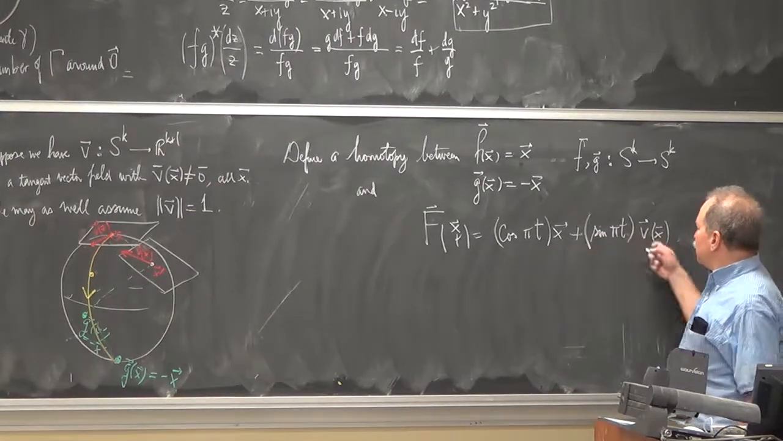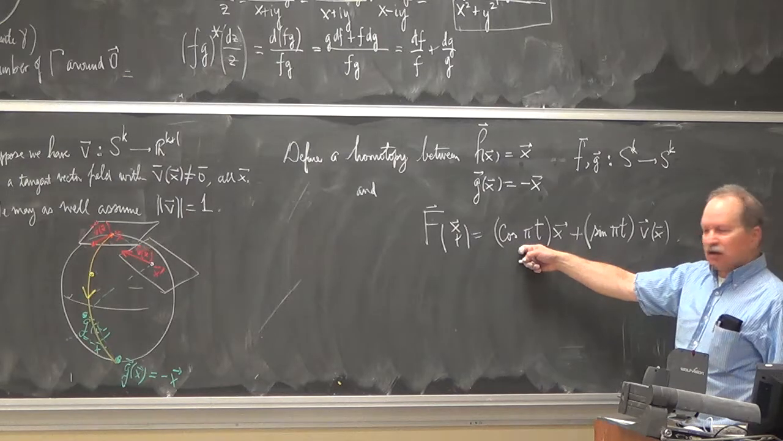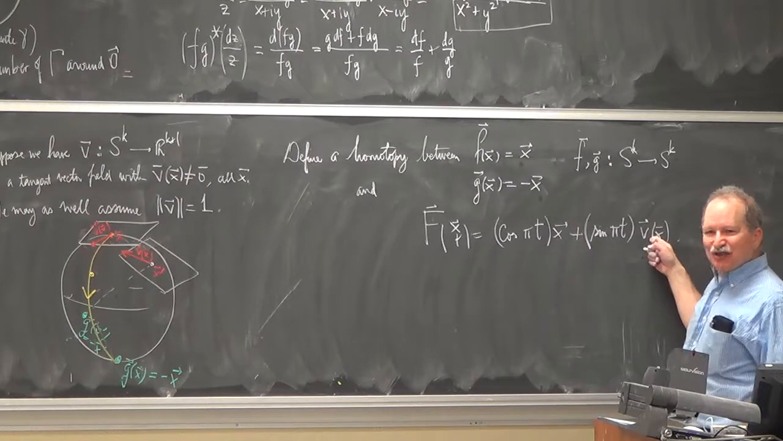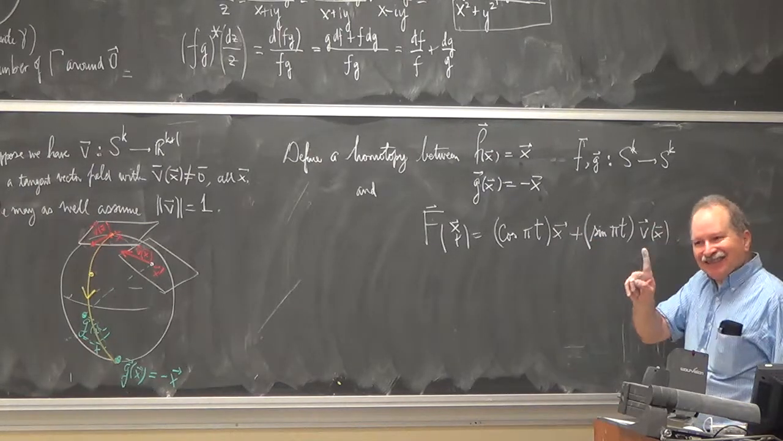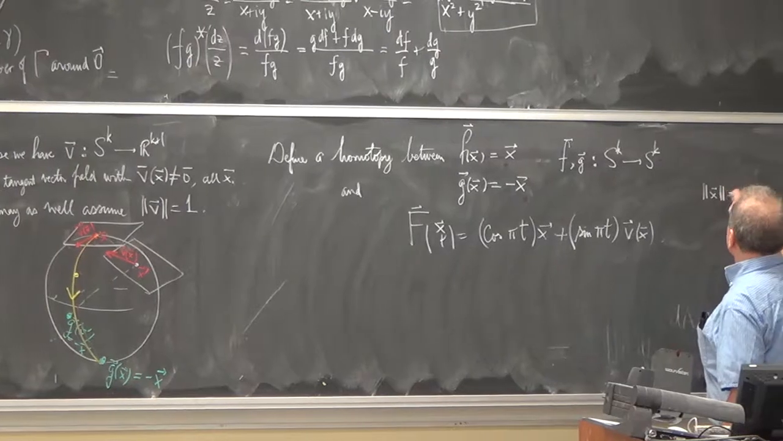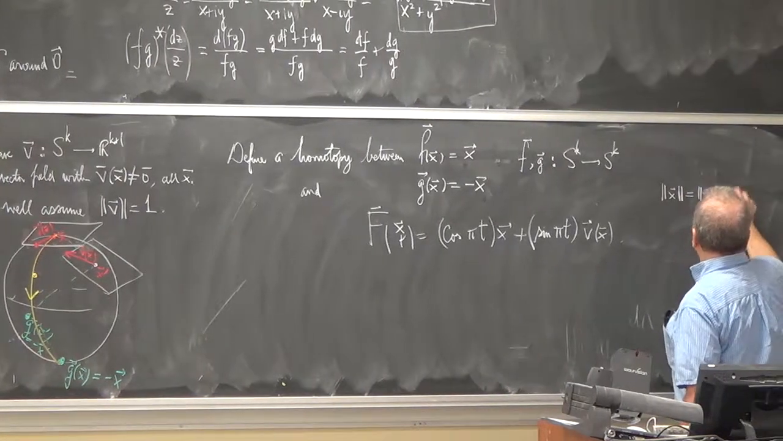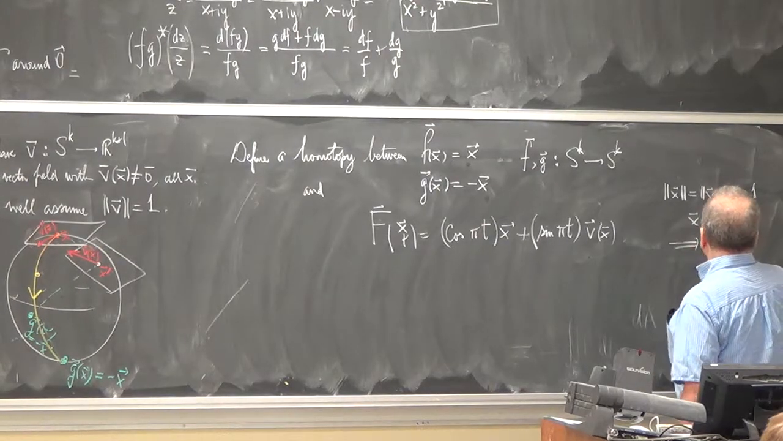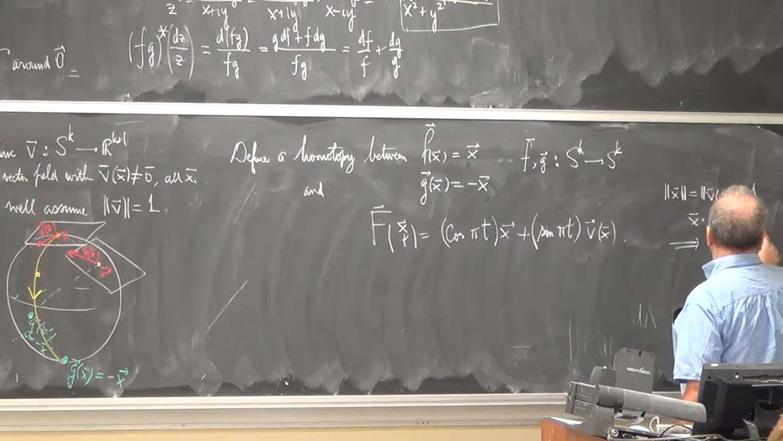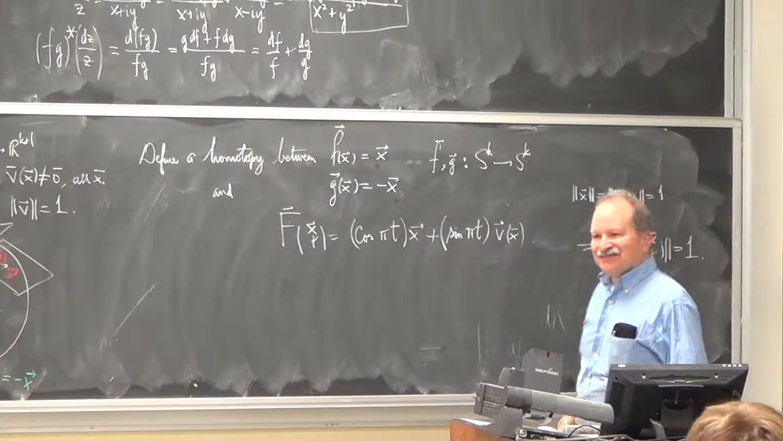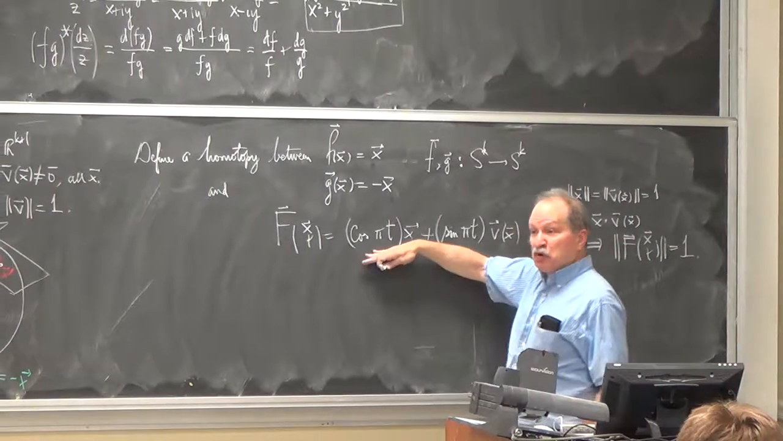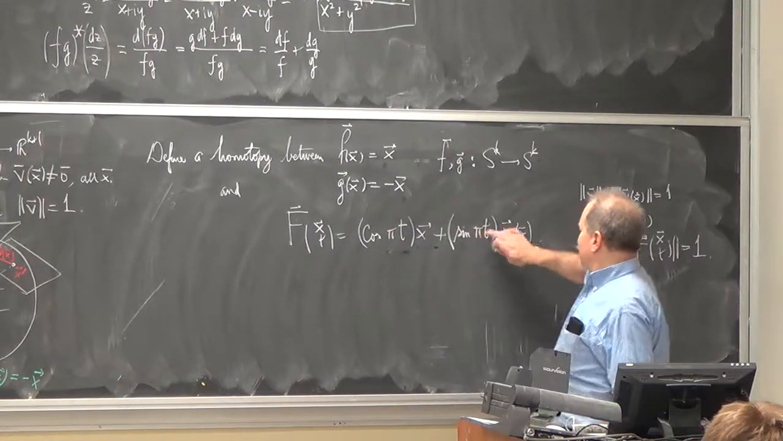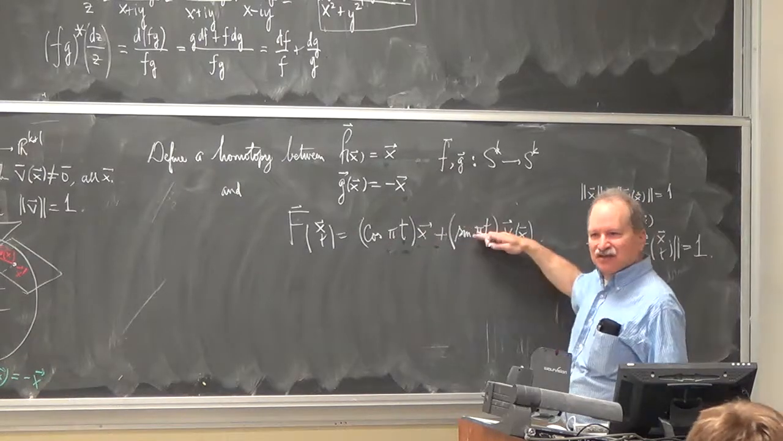Well, what's the magnitude of this vector for any t? 1, because these are unit vectors that are orthogonal. So I'm using that the magnitude of x and the magnitude of v of x are both 1, and that they're orthogonal. That tells me that the magnitude of f of x, t is always 1. At time 0, you can't argue with me, I'm at x. Cosine of 0 is 1, sine of 0 is 0.